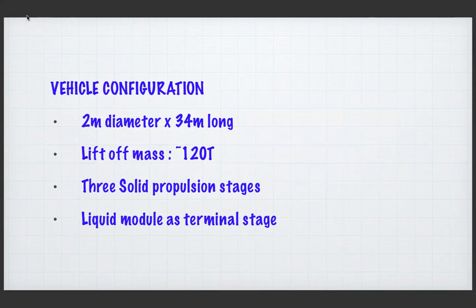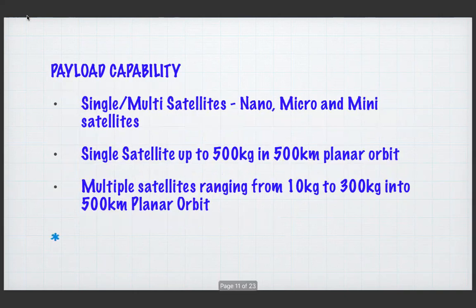So what is the configuration of this SSLV? The diameter is 2 meters, the length is 34 meters, and the lift-off mass is 120 tons, with three solid propulsion stages. At the terminal stage, at the top, we can see a liquid module, which is nothing but MMH, monomethyl hydrazine, at the final stage.